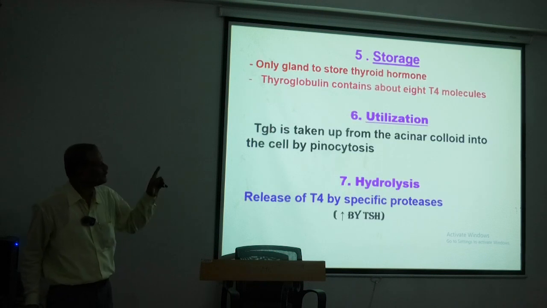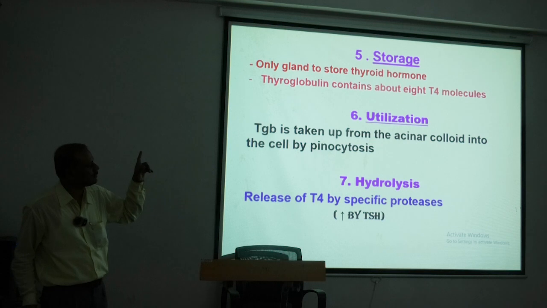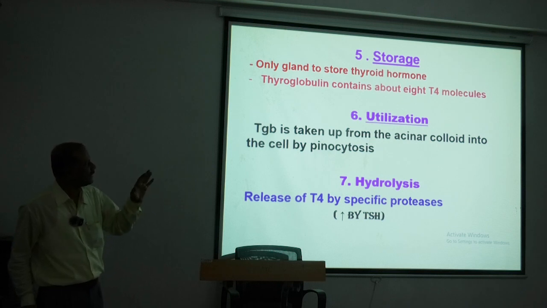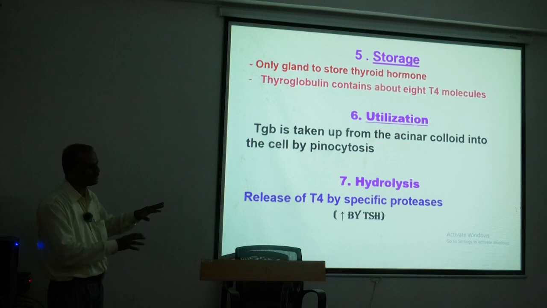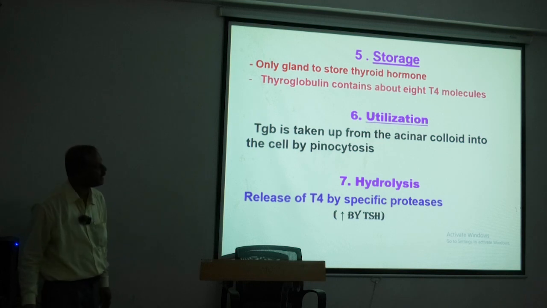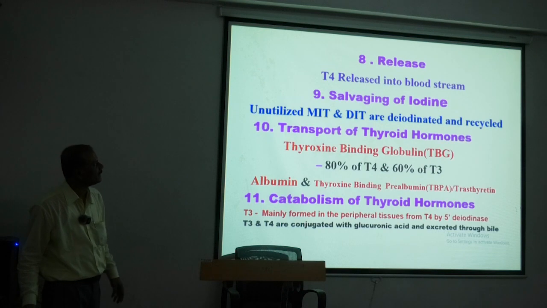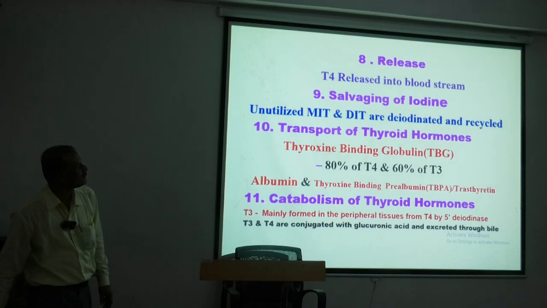The fourth step is storage. You have to store it. Thyroid is the only gland which stores thyroid hormone, and thyroglobulin contains about 8 T4 molecules. Then utilization. When there is a need, when the cell is under the influence of TSH, thyroglobulin is taken up from the acinar colloid into the cell by pinocytosis, and it undergoes hydrolysis, so that T4 is released from the thyroglobulin molecule and secreted into the circulation. So T4 is released into the bloodstream.